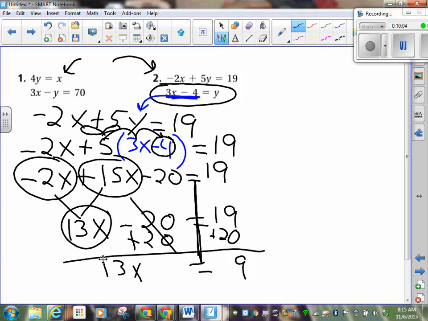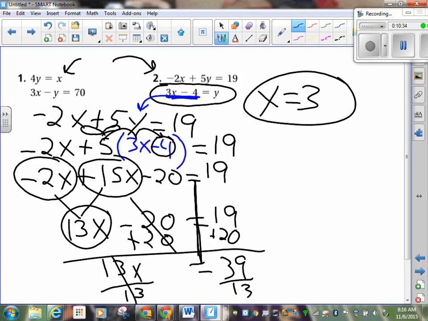That equals 39. We're down to 13x equals 39. We have a number next to a letter. We have to do what? Divide. Everyone agree? Thumbs up. Excellent. Divide both sides, not just one side, both sides by 13. And when you do that, what do you get? X equals 3. Excellent. Now, we're halfway there.